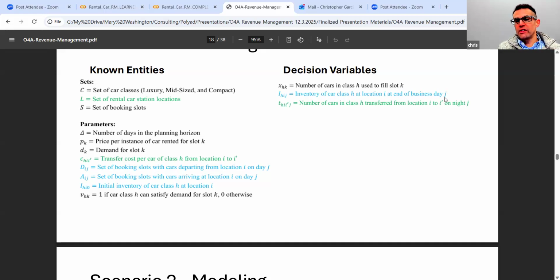Okay, and then we're going to introduce another variable. So the way we're going to model this is we have our different locations, cars go and come during the day, and then at night, after one day but before the start of the next day, the cars are going to be transferred over. So we're going to let T_HII'J be a decision variable that's going to tell us the number of cars of class H transferred from location I to location I' on night J. Okay, and these are going to be the decision variables that we're going to use.